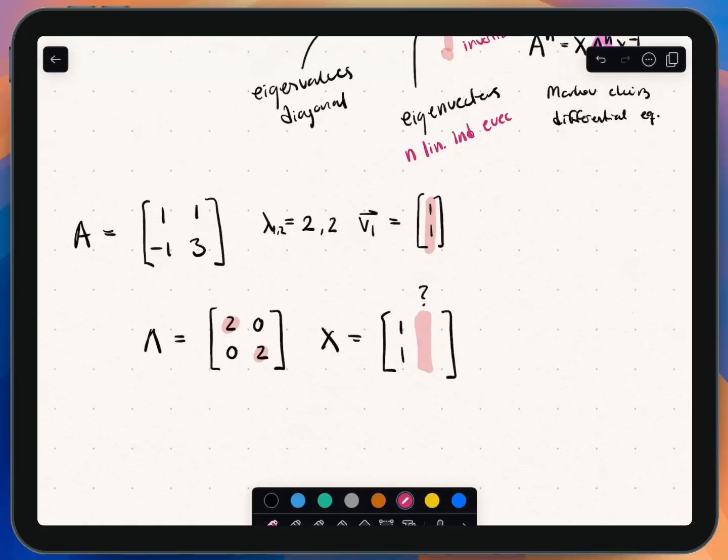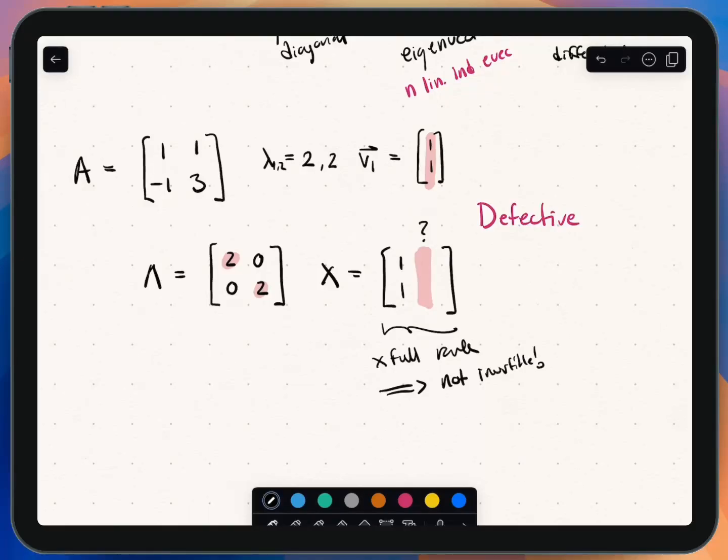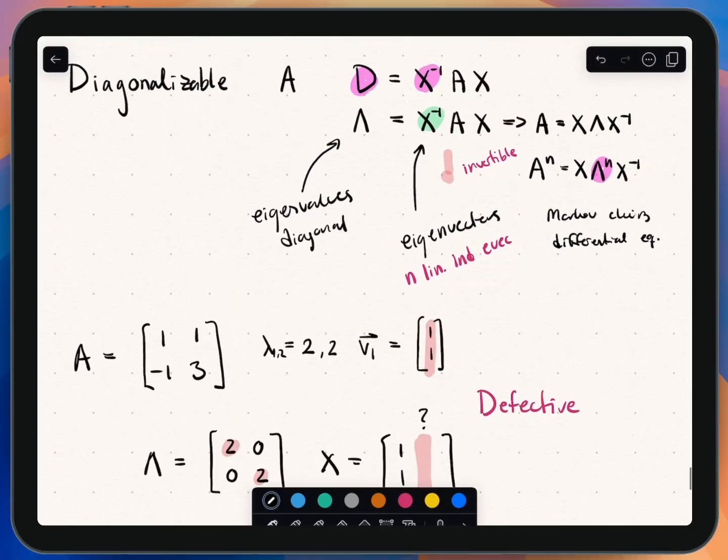And when this happens, we say that A is defective, when the number of eigenvectors is less than n, in this case. And when A is defective, we don't have enough eigenvectors. That means that our X matrix is not full rank, which also means that it's not invertible. So if we don't have enough eigenvectors, the format that we had is not going to cut it. We need to do some modification.